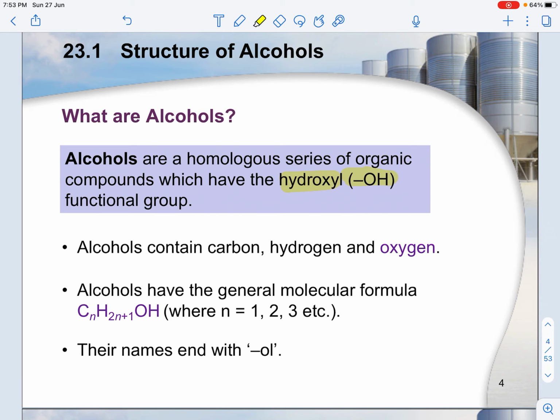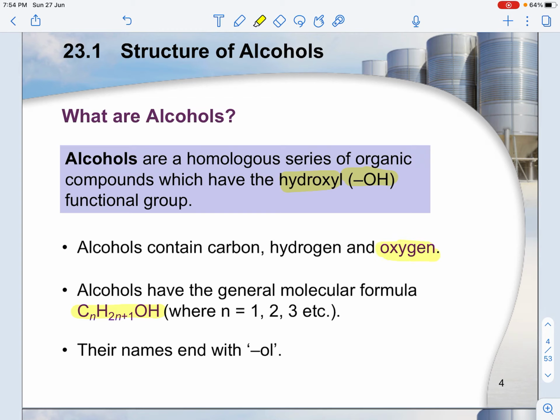The general formula for your alcohol, right, is actually CnH2n+1OH, where n represents the number of carbon atoms. And over here, one difference that you have from alcohol with your alkanes and alkenes, it has this particular element addition, which is the oxygen.